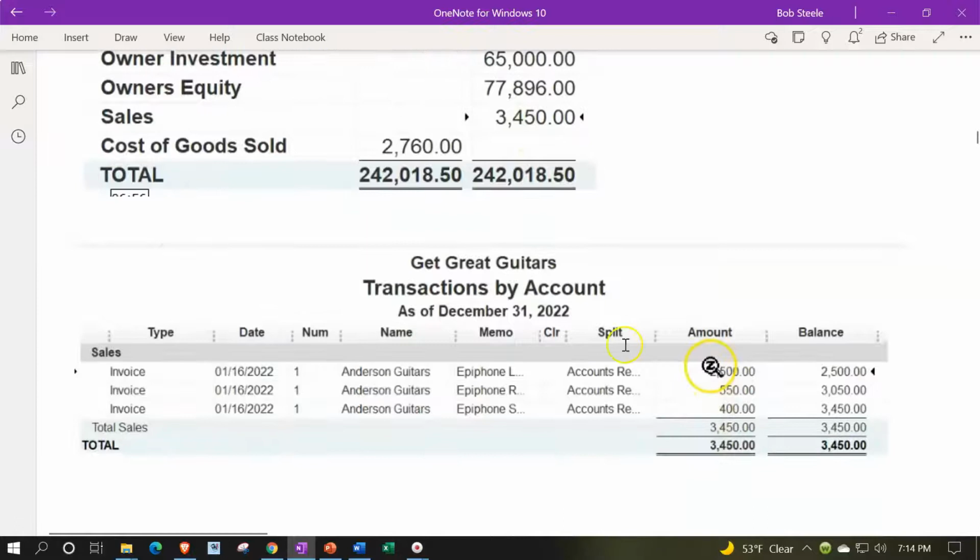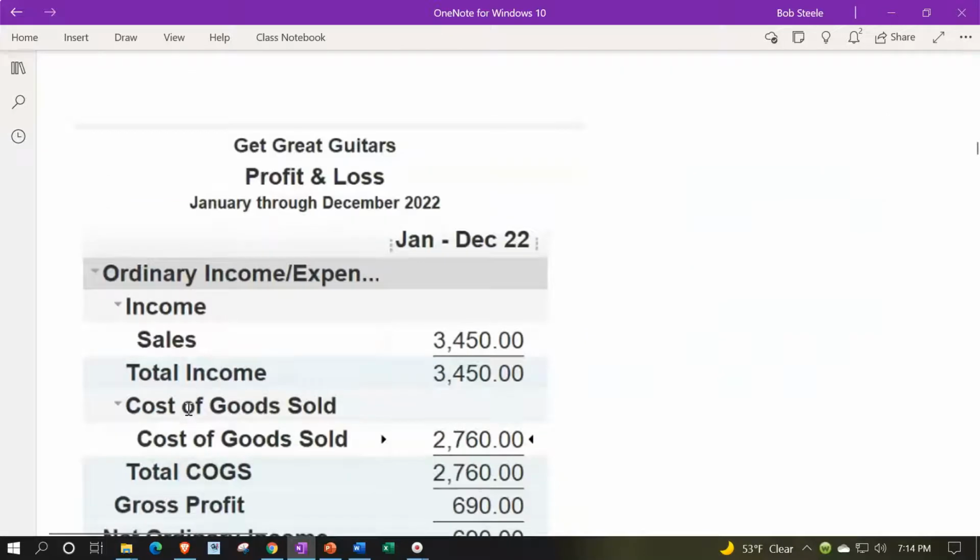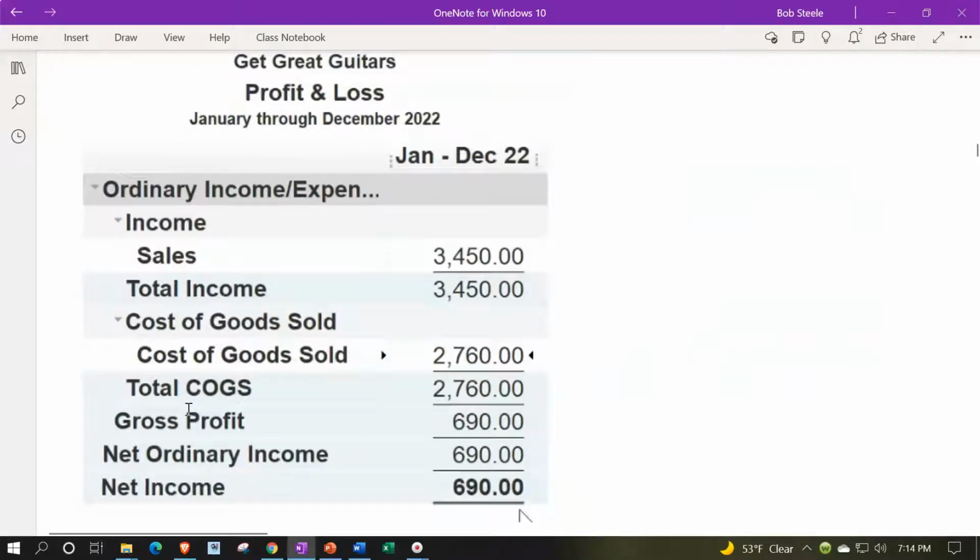Then we're taking a look at the transaction by account for the sales. The sales break out the same invoice for 3 different items because we sold those 3 different units or components of inventory. Back now to the profit and loss.